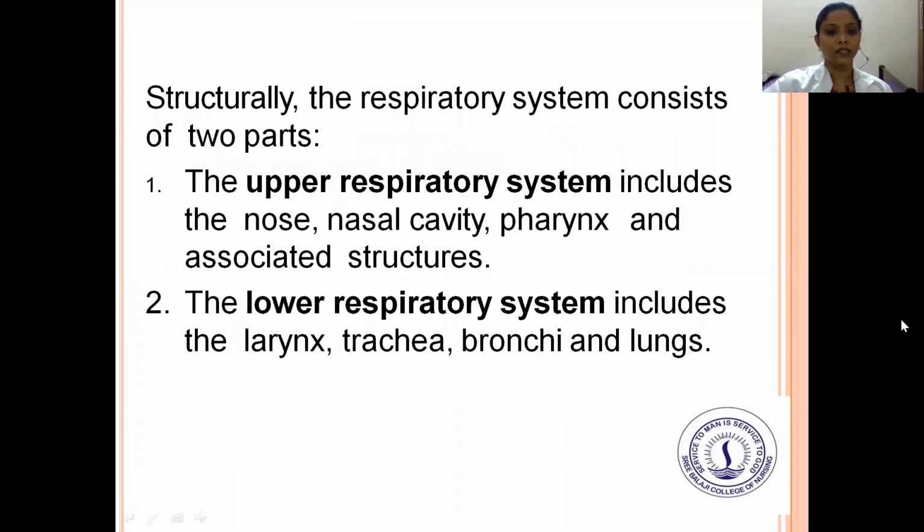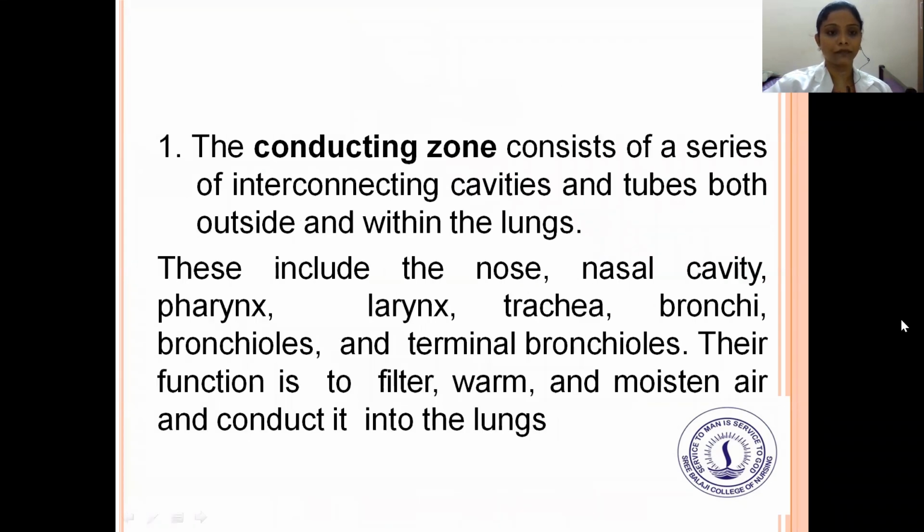This respiratory system consists of two parts. It is divided structurally into two parts, that is the upper respiratory system and the lower respiratory system. The upper respiratory system includes the nose, nasal cavity, pharynx and associated structures. The lower respiratory system includes the pharynx, trachea, bronchi and lungs.